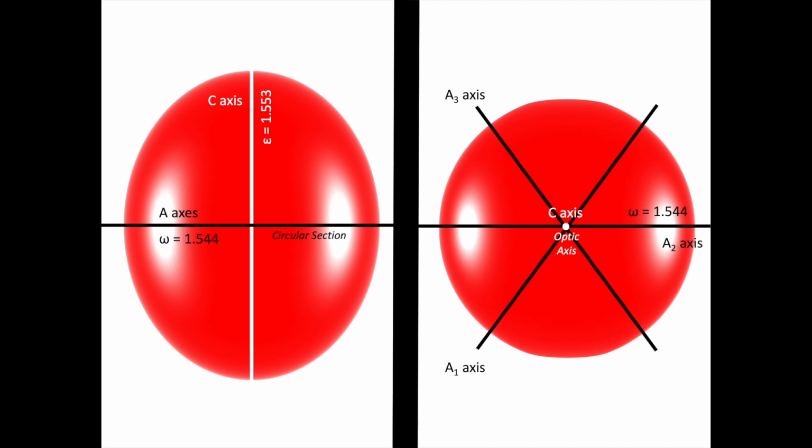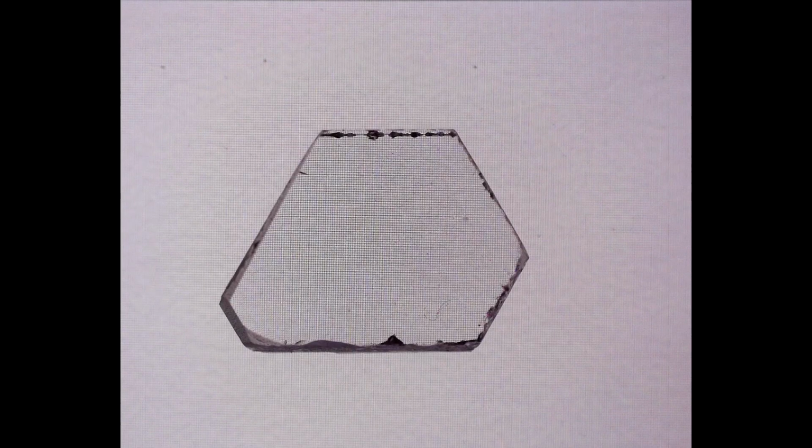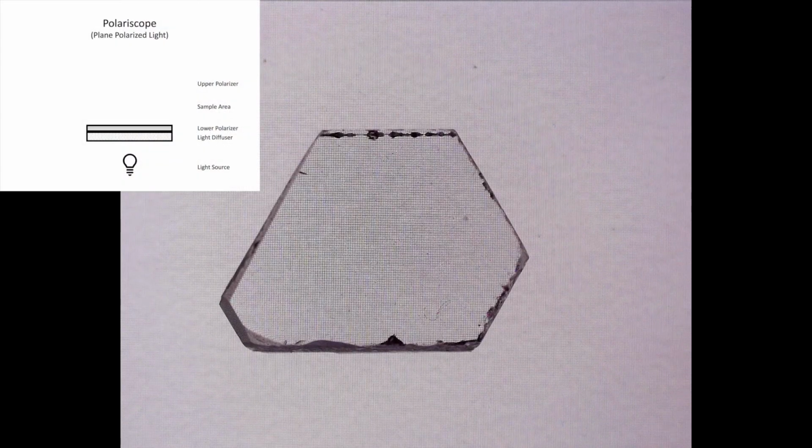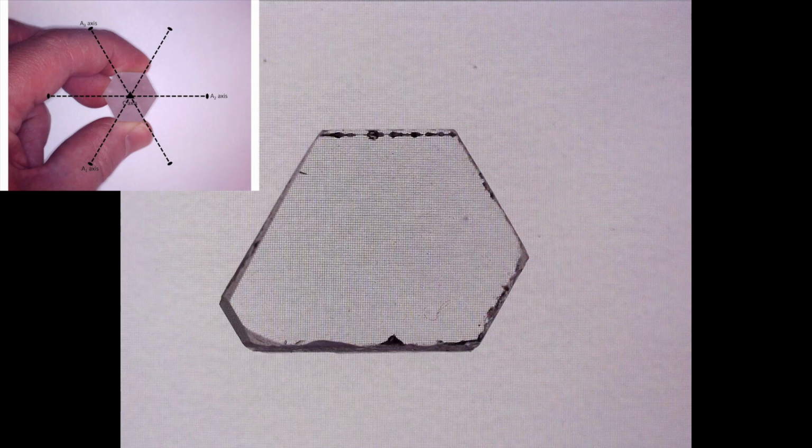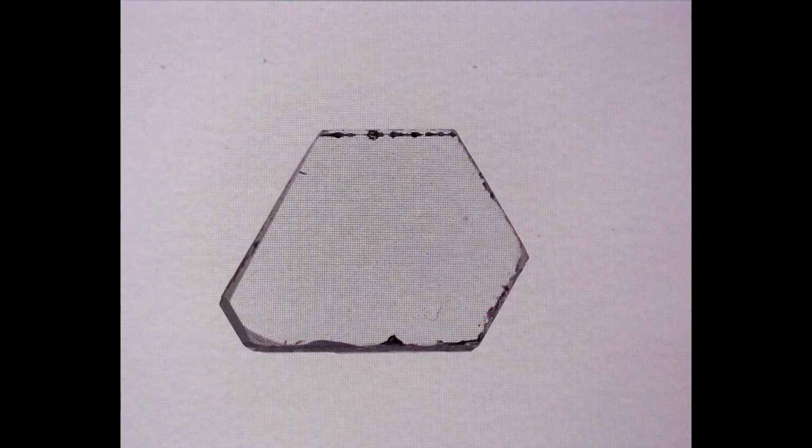Now that we've taken a look at the optical indicatrix for quartz, let's go and investigate the optical properties of our different quartz slices using a polariscope. So let's take a look at a slice of clear quartz, also known as rock crystal, with our polariscope using transmitted plane polarized light. So given our previous investigation of the crystallography of quartz, when you see this shape, you should think, hey, we're looking down the c-crystallographic axis.